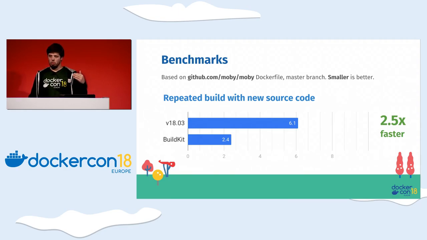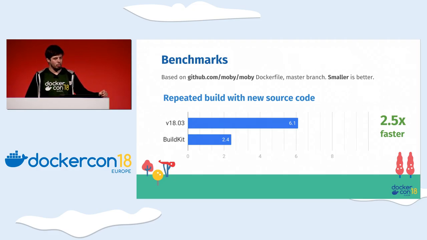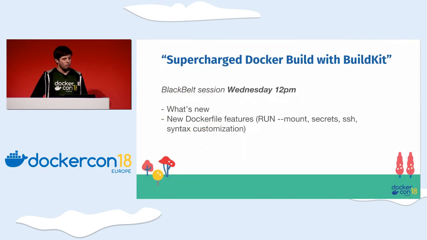And now the most common use case is you modify your code and you rebuild it again, and it should hit the cache most of the time, but it should rebuild your source code, and in this case, it's 2.5 times faster. So, if I have some time, I'd like to go through some of the new Dockerfile features in 18.09. Most of the new features will be in the Black Belt talk tomorrow at 12 p.m., called Supercharged Docker Build with BuildKit. So, if you're really interested, I highly encourage you to go there. We'll cover what's new and a couple of features that I listed here.